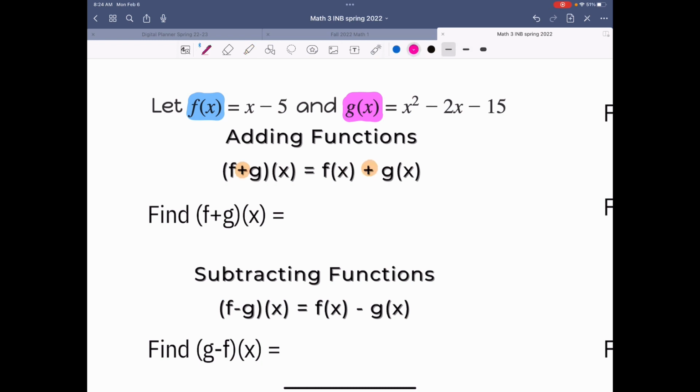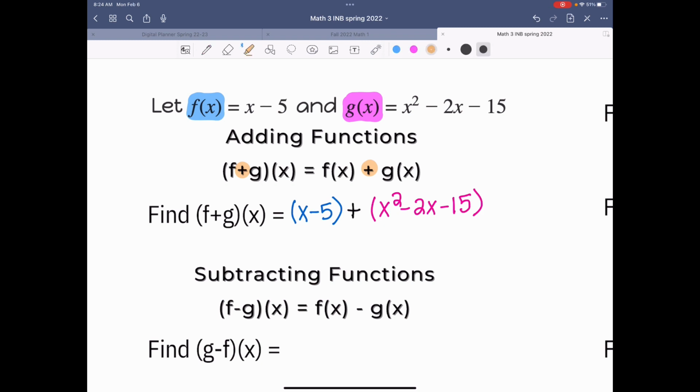So we're going to take the f function, which is x minus 5, and we're going to add the g function. The g function is x squared minus 2x minus 15. And at this point, when you're doing addition, you just combine like terms.